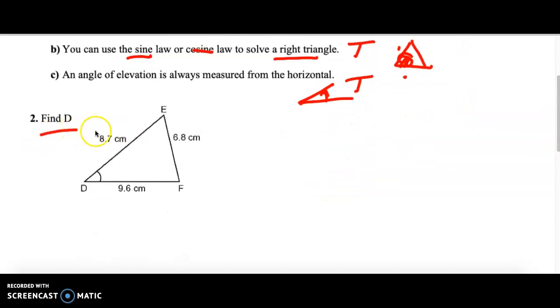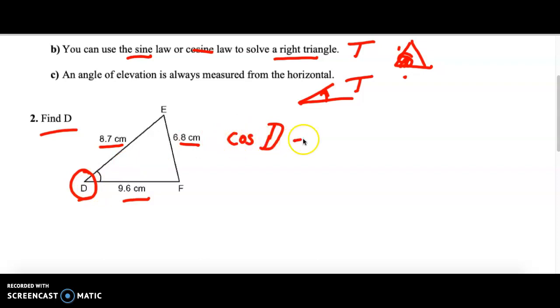Find D. So we're going to find big D. Remember that any big letter represents an angle. So here I want to find an angle, and I have three sides, so no pairs, so no sine law. I have to set this up using cosine law. In any question, the first thing you write down is what you're looking for. In this case, it's big D, and because it's cosine law, it's going to be cos D.